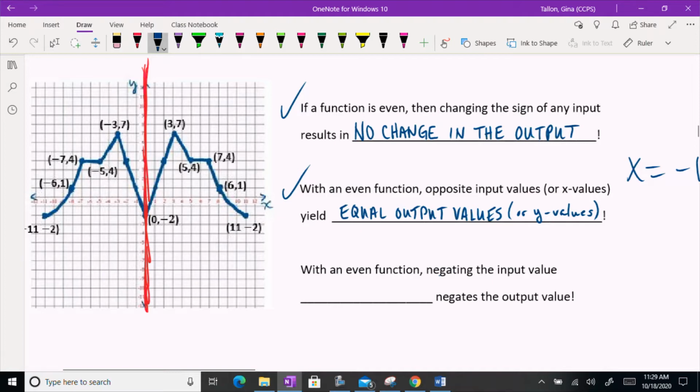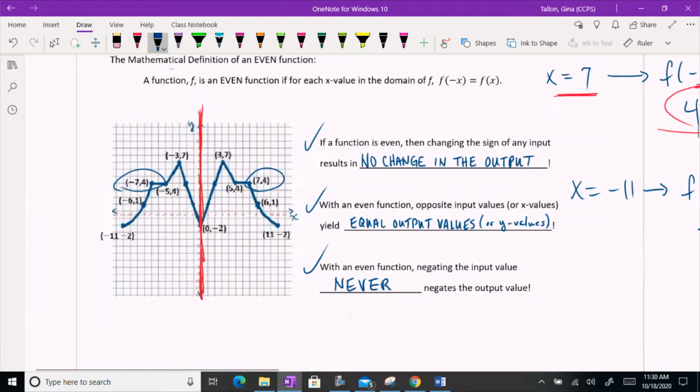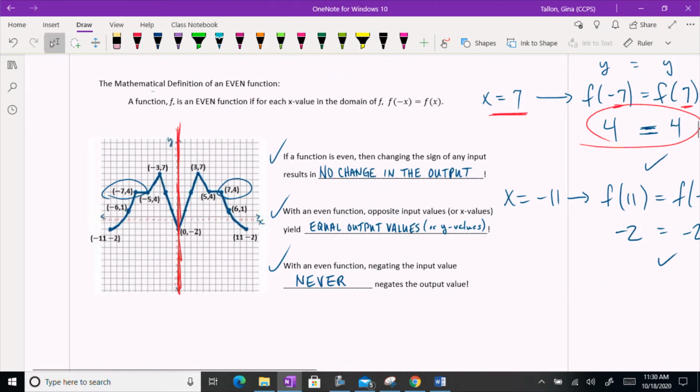So with an even function, negating the input value, what negates the output value? I'm going to just tell you that that is never. That never happens. If I try f of -7 and I have 4, then f of +7 is exactly 4 again. It does not change. So negating the input never negates the output. And that's just 3 different ways to paraphrase the mathematical definition of an even function.